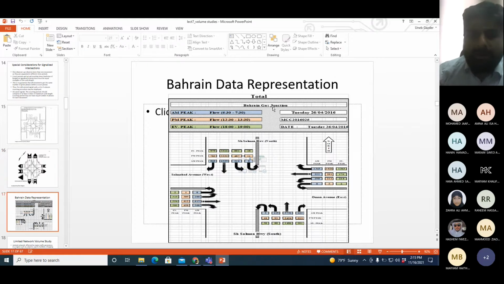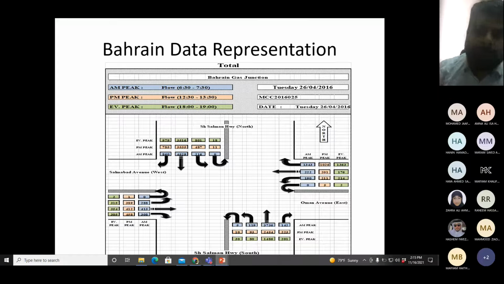This is the template which they follow in Bahrain. So you have the name of the intersection, you have the peak hours mentioned, okay, and they do the survey in the peak hours: AM peak hour, PM peak hour, evening peak hour. You have the time of the peak hour, you have the day and date. There's the code given for this study. So this is the code for the study, and this is the date and day. Again, I don't know why, 29.